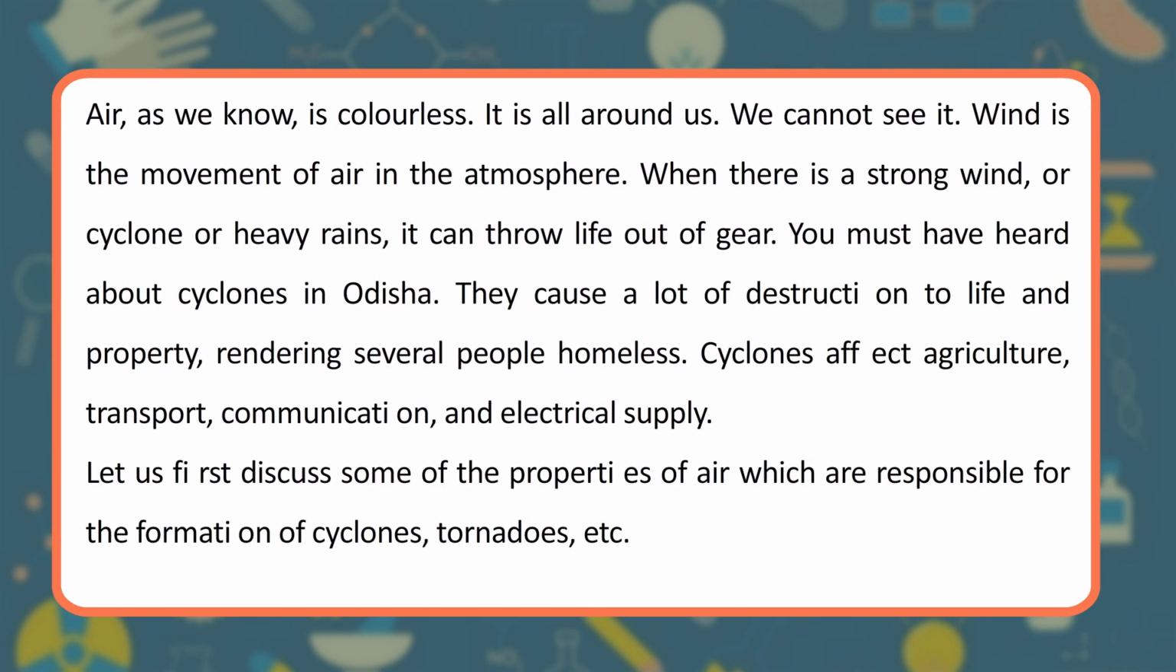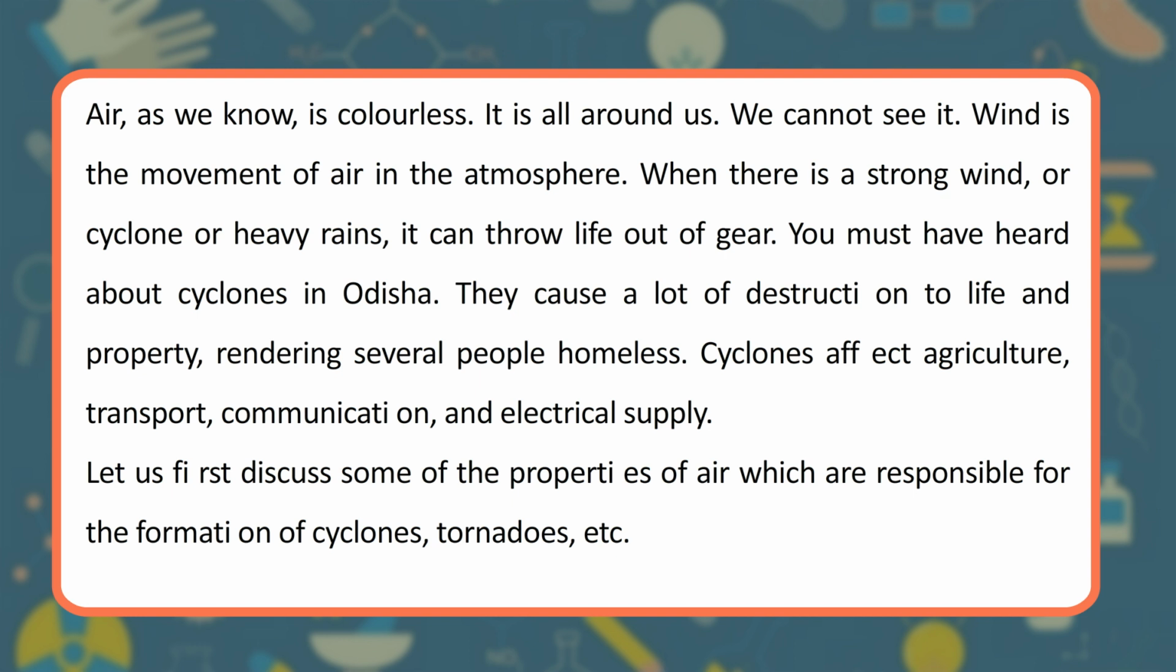Air, as we know, is colorless. It is all around us. We cannot see it. Wind is the movement of air in the atmosphere. When there is a strong wind, or cyclone or heavy rains, it can throw life out of gear. You must have heard about cyclones in Odisha. They cause a lot of destruction to life and property, rendering several people homeless. Cyclones affect agriculture, transport, communication, and electrical supply.